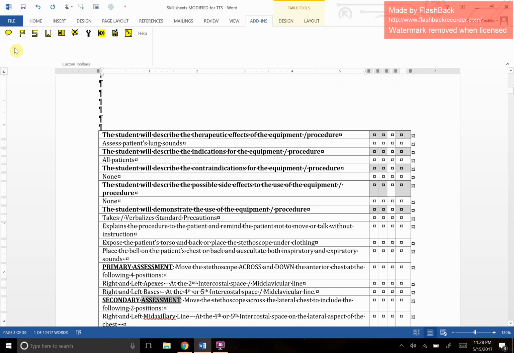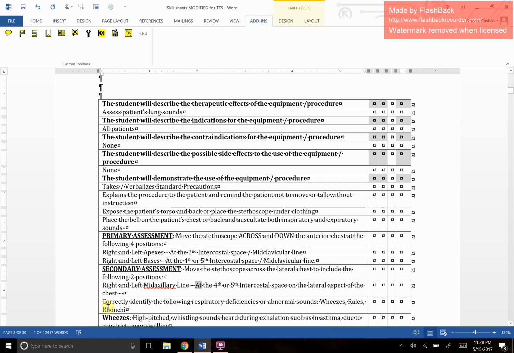Secondary assessment. Move the stethoscope across the lateral chest to include the following 2 positions. Right and left mid-axillary line at the 4th or 5th intercostal space on the lateral aspect of the chest.